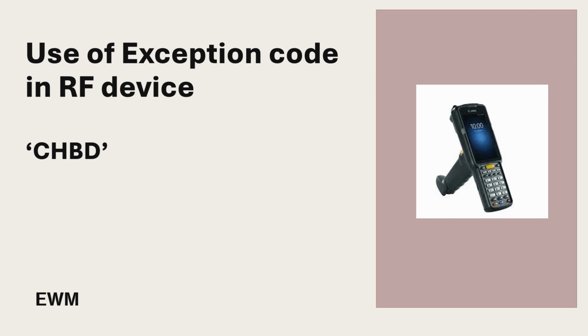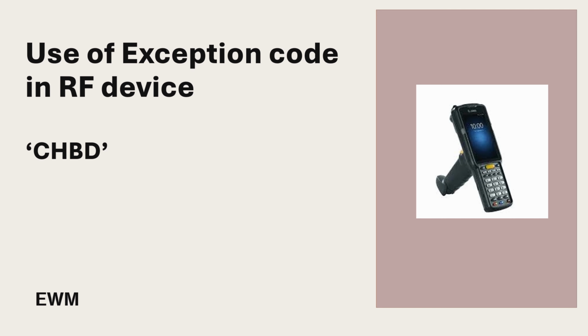Then the system can propose an empty bin, or you can manually type an empty bin next to it and keep the product there. So this will help at the time of putaway itself. In this video I'm going to show you the config for this CHBD exception code, and after that I'm going to use this CHBD exception code while confirming one putaway activity in the SAP screen.